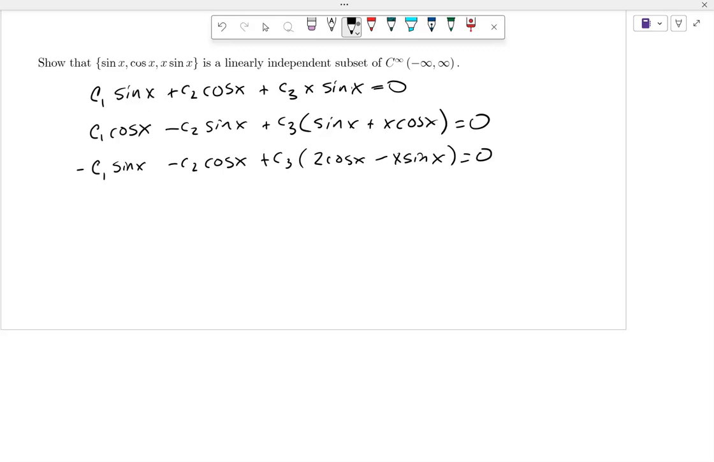Now, why did I do it twice? How many equations do I have? I have 3 equations, right? How many unknowns do I have? 3. Now I have a square system, don't I? That's why I did it twice. So I got a system of 3 equations with 3 unknowns. If I had 4 functions, I would do 3 derivatives.